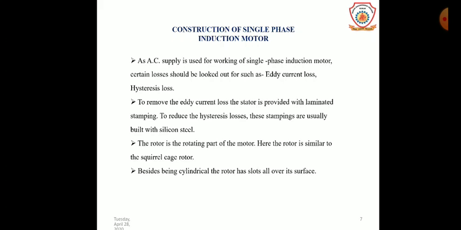The rotor is the rotating part of the motor. Here the rotor is similar to the squirrel cage rotor which we have discussed earlier. The bars are permanently shorted at both ends with the help of conducting rings, which are called the end rings.